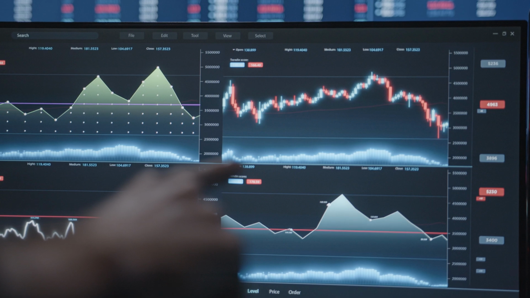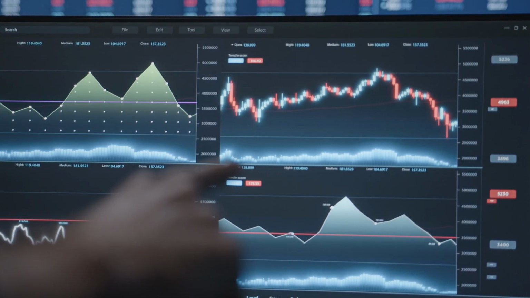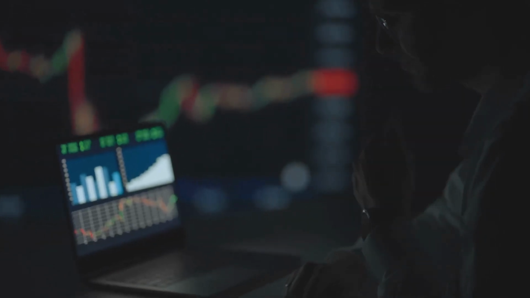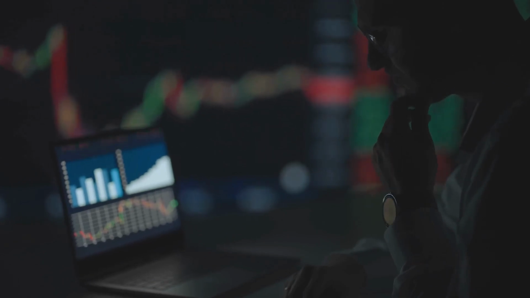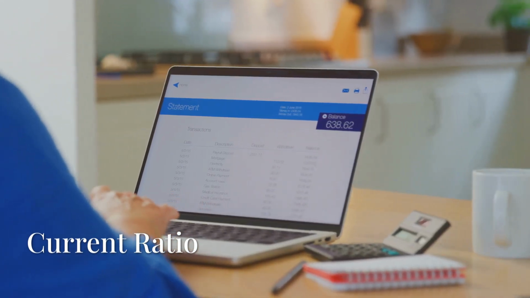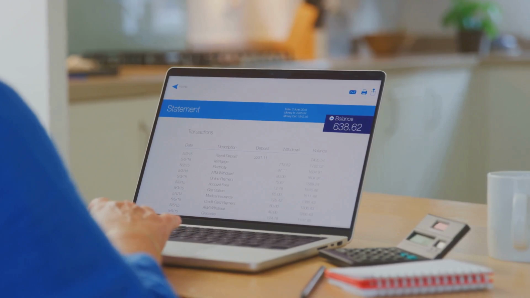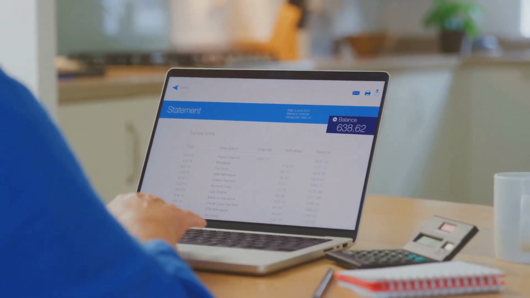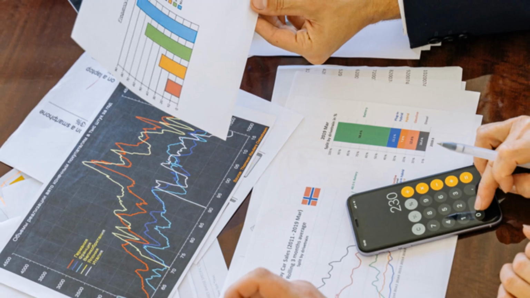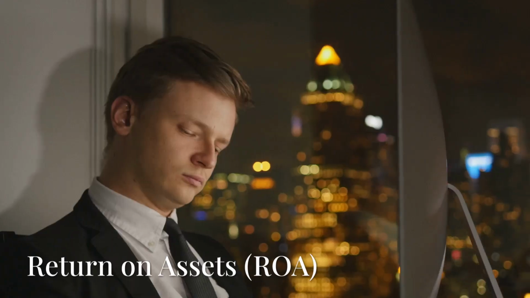Debt-to-equity ratio. This ratio measures the financial leverage of a company by comparing total liabilities to shareholders' equity. A ratio of 1 means equal debt and equity, while a ratio above 2 indicates a higher risk due to increased leverage. Current ratio. This metric evaluates the company's short-term liquidity by dividing current assets by current liabilities. A current ratio of 2 implies the company has twice the assets to cover immediate debts, which is considered financially healthy.